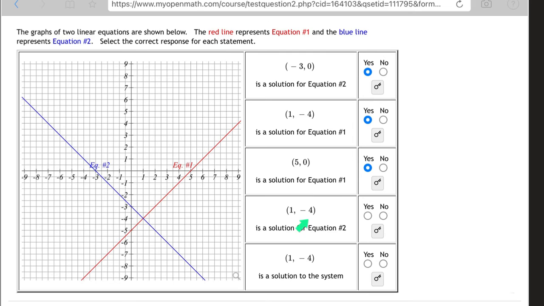Is 1, negative 4 a solution for equation 2? So 1, negative 4, is it a solution to equation 2? Yes, that is as well. So that would be a yes also.